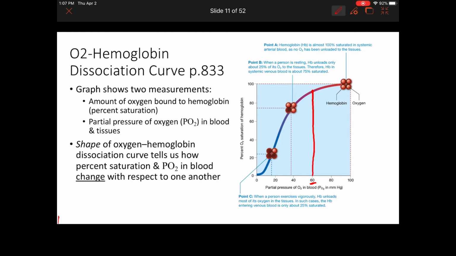Then what we need to do is draw a horizontal line over to the y-axis. So at a partial pressure of 60 millimeters of mercury, the percent saturation would be approximately 90%. So 90% of the hemoglobins would be saturated with oxygen. So that's quite a bit.